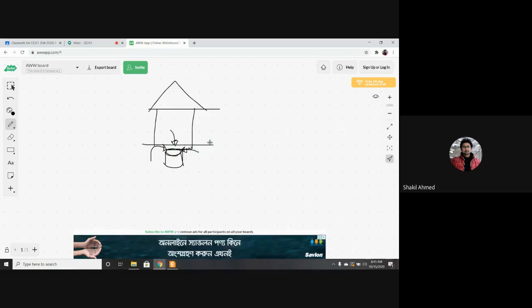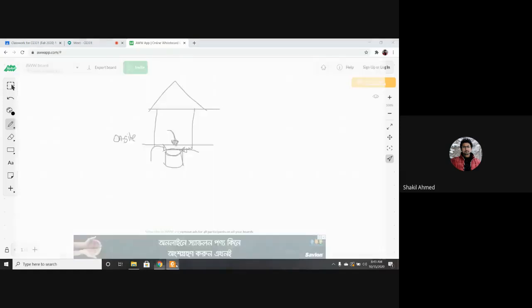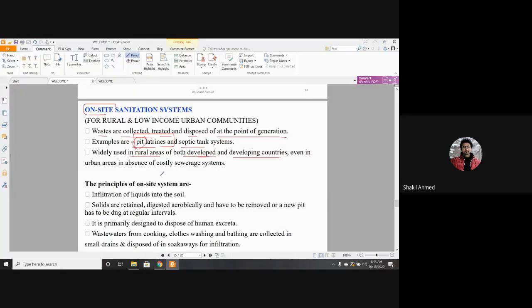Okay, anyway, what I was telling here is that in this on-site system, the waste is generated here and also treated here at the same location. So waste is collected, treated, and disposed at the point of generation. This is called an on-site system. And one of the examples is this pit latrine.